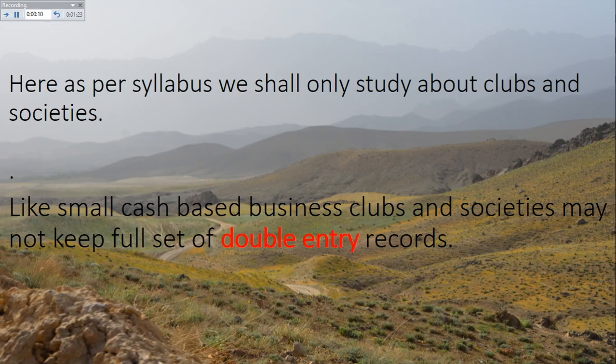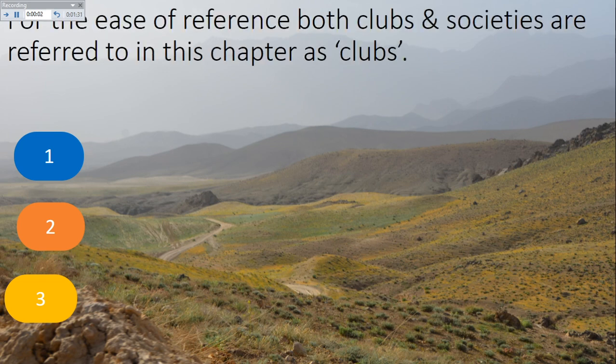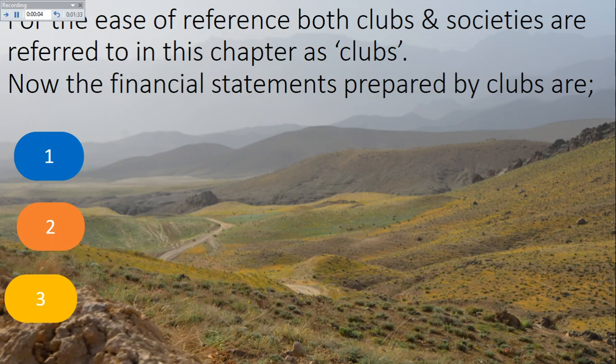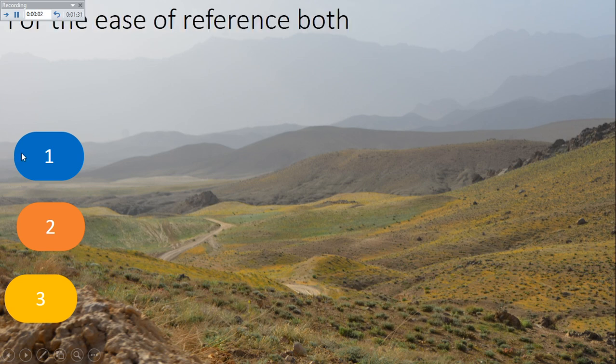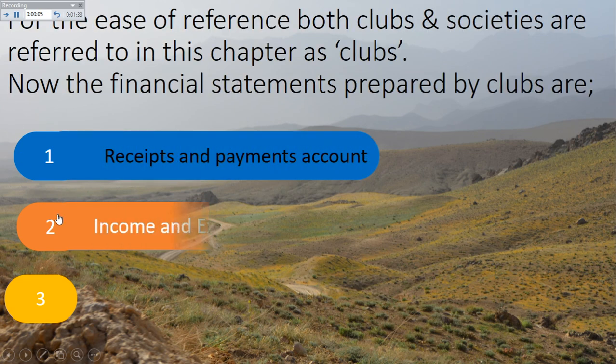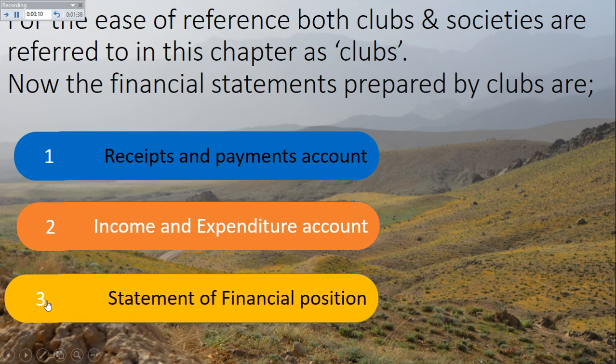So, like small cash-based businesses, clubs and societies may or may not keep a full set of double entry records. For ease of reference, both clubs and societies are referred to in this chapter as clubs. Now the financial statements prepared by the clubs are the receipt and payment account, then the income and expenditure account and the statement of financial position. So these are the three statements, or the financial statements, that we'll be preparing.